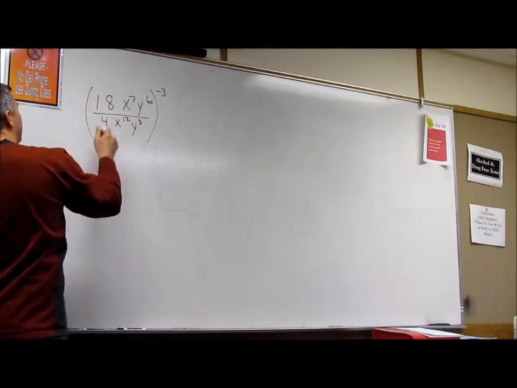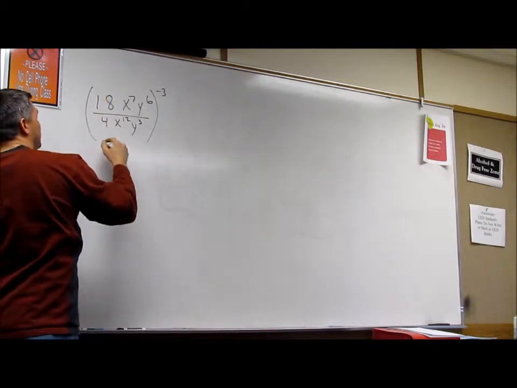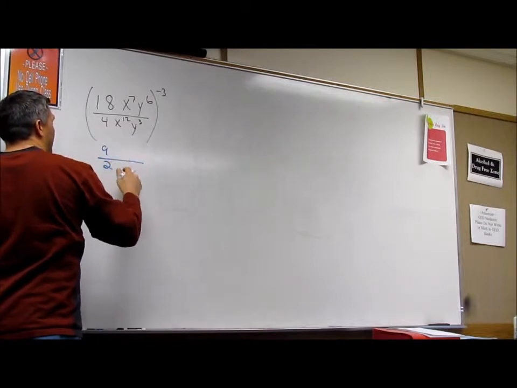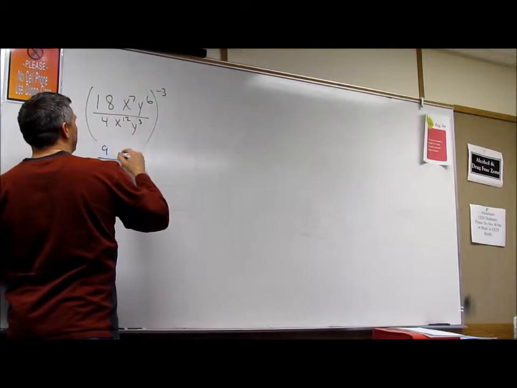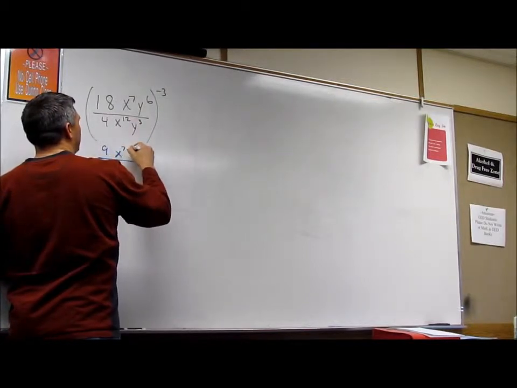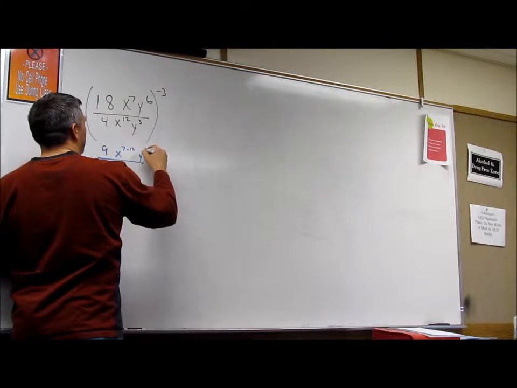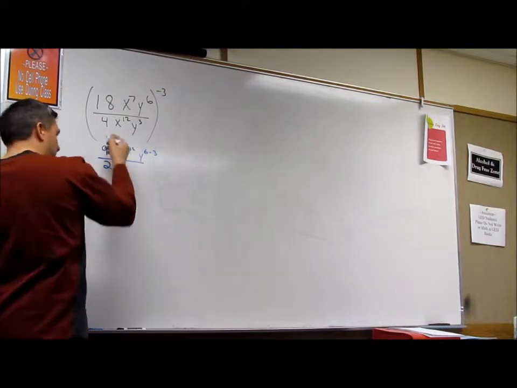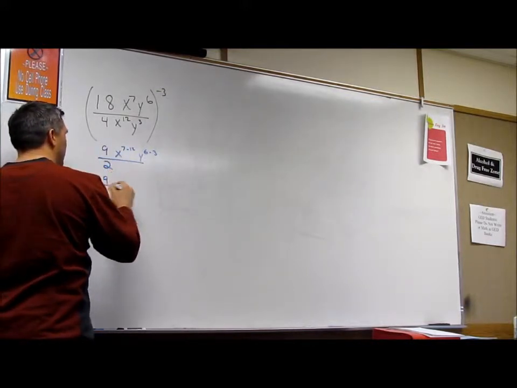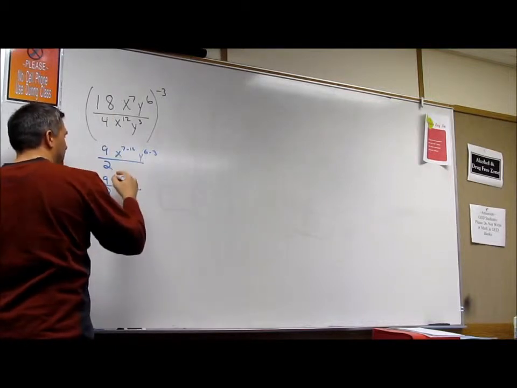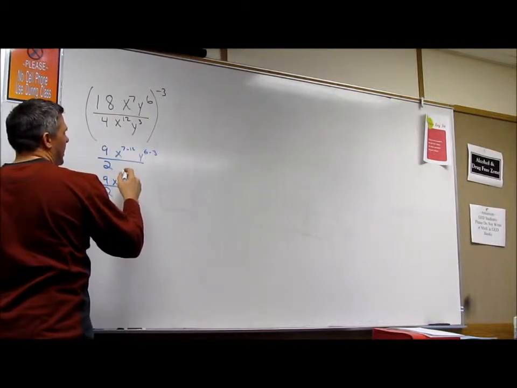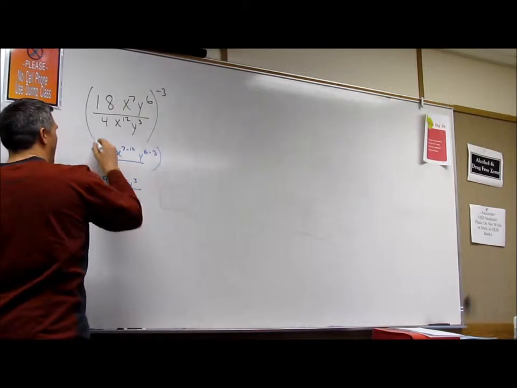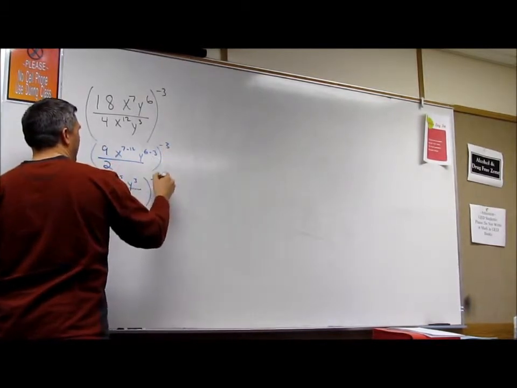2 goes into 4 and 18, so we can break the 18 down to 9 over 2, and then we have x to the 7 minus 12 and y to the 6 minus 3. Okay, so in that same step, we're going to have 9 over 2 times x to the -5 times y to the 3. And these are both still raised to the -3.